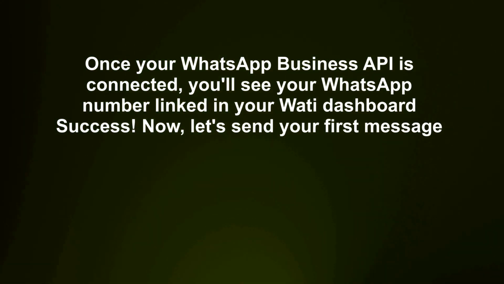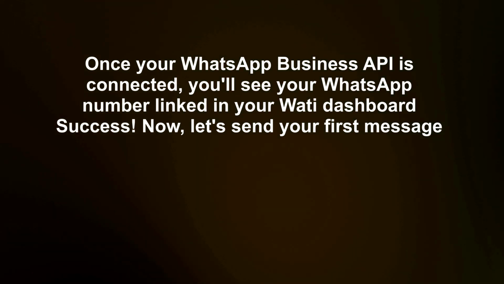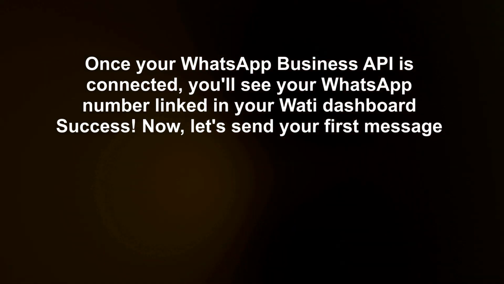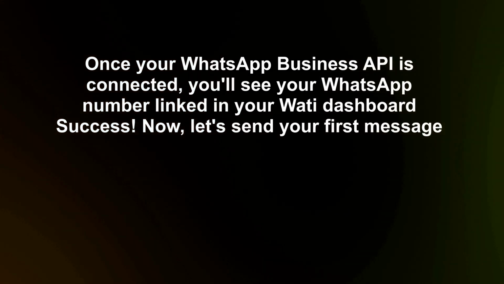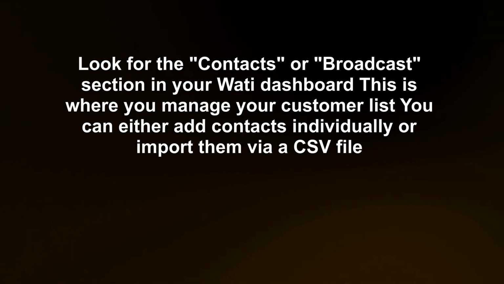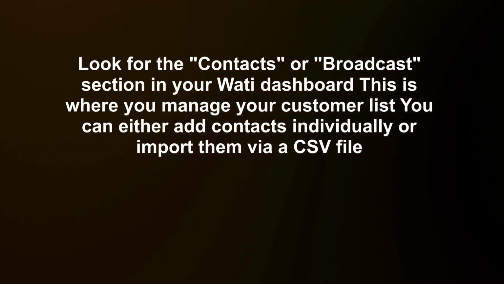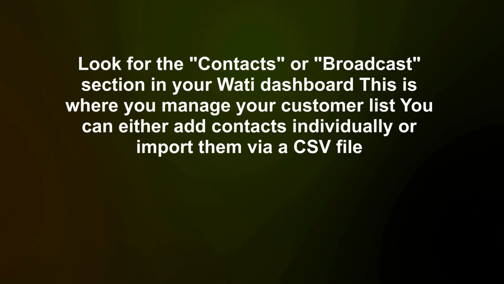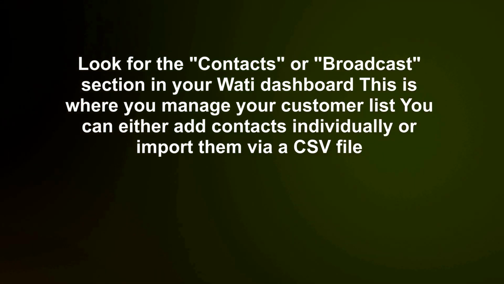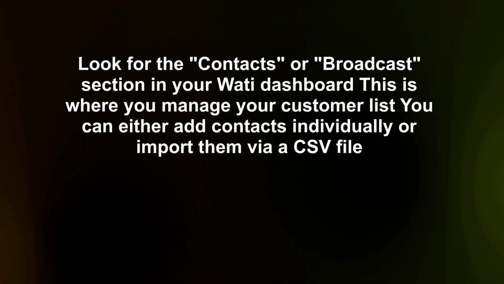Once your WhatsApp Business API is connected, you'll see your WhatsApp number linked in your Wati dashboard. Success. Now, let's send your first message. Look for the contacts or broadcast section in your Wati dashboard. This is where you manage your customer list. You can either add contacts individually or import them via a CSV file.